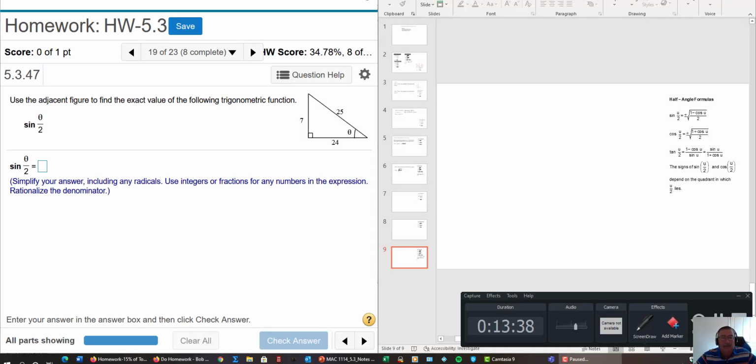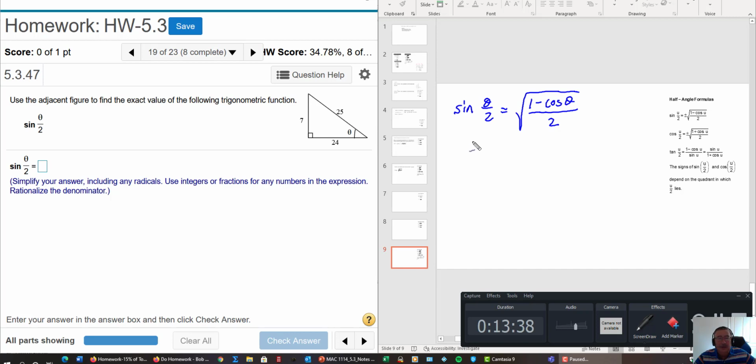Okay, for the last example on half angle formulas, it says use the adjacent figure here to find the exact value of the half angle, the sine of theta over 2. Now, looks like this would be a first quadrant angle here, although the triangle is turned catty-cornered. If we flipped it around, all these values are positive. So I'm going to come over here on the half angle formulas, and I'm going to put the sine of theta over 2 will equal the square root of 1 minus the cosine of theta, over 2.